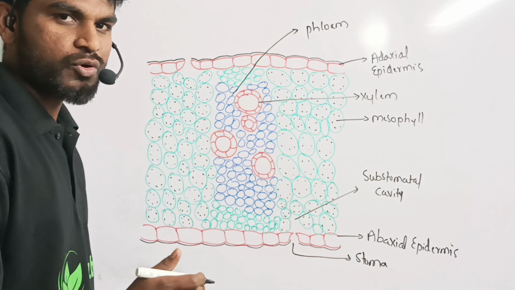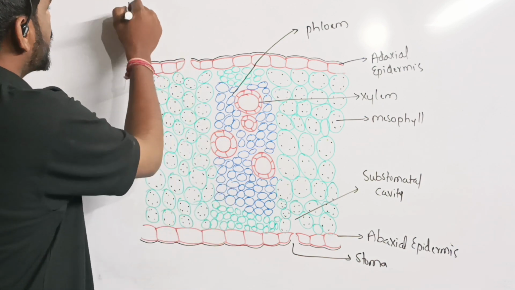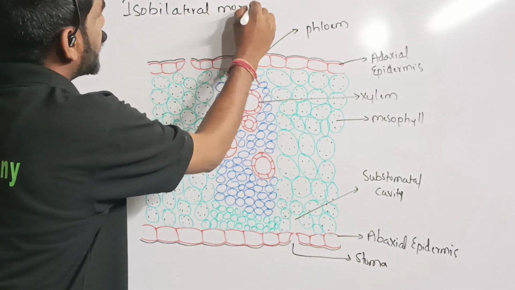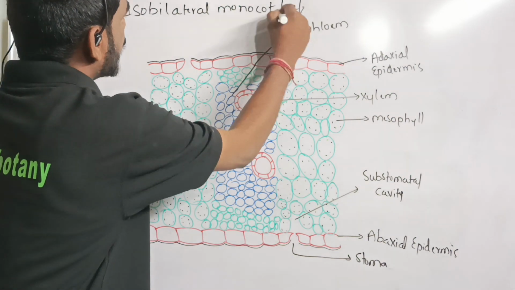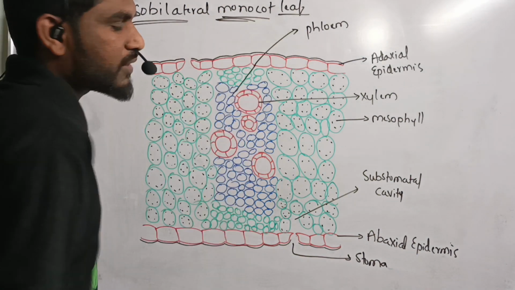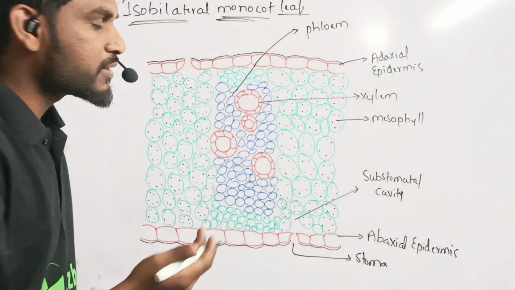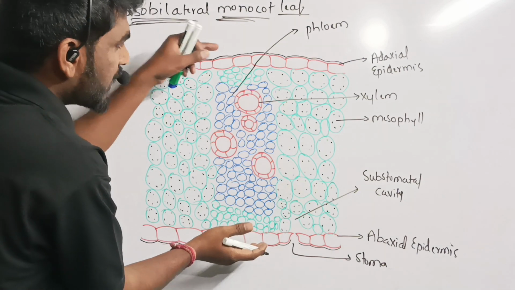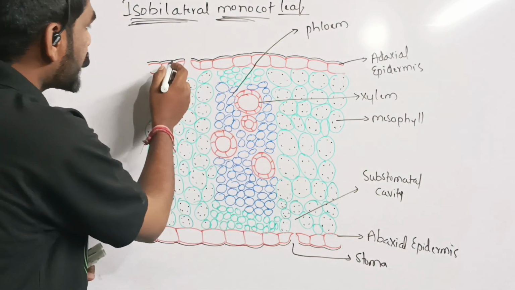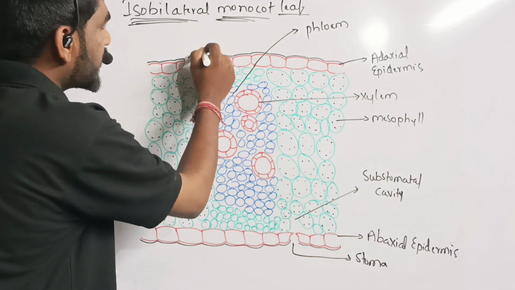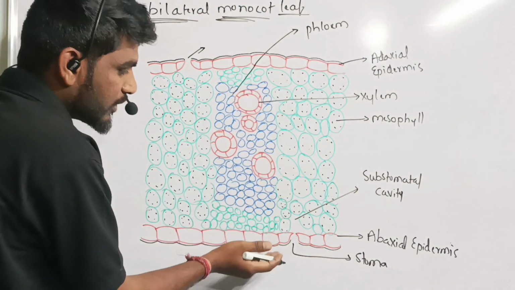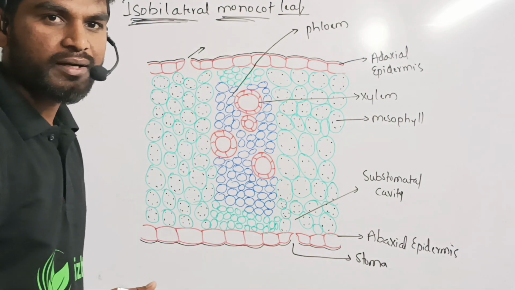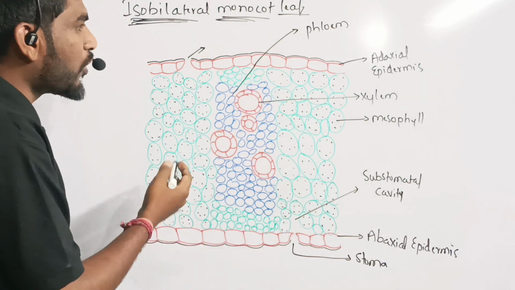Next is the isobilateral monocot leaf. Why are we calling the monocot leaf isobilateral? Iso means same, bilateral means both the ventral surface and dorsal surface of the leaf are the same. If the distribution of stomata on the adaxial upper epidermis and lower epidermis is the same, such types of leaves we call isobilateral leaves, which will be seen in the monocots.